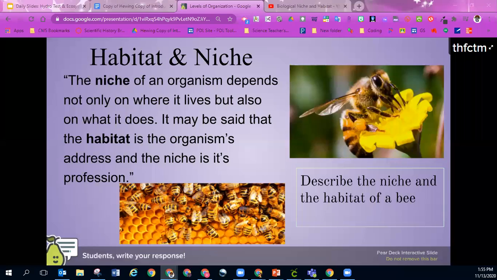The niche would be to pollinate the plants. The habitat would be the hive and maybe a garden, near a garden. Okay.